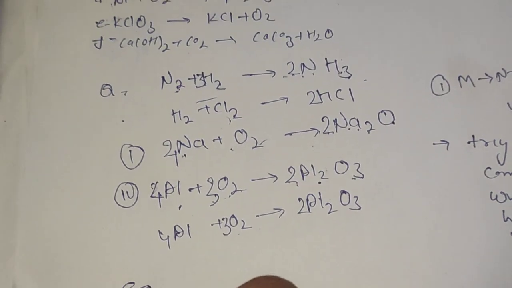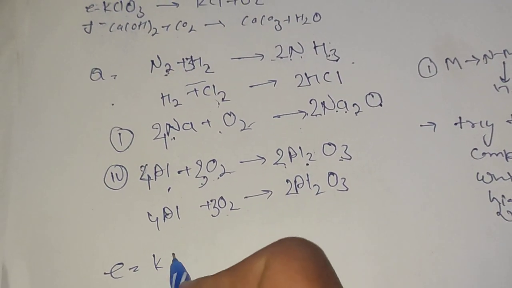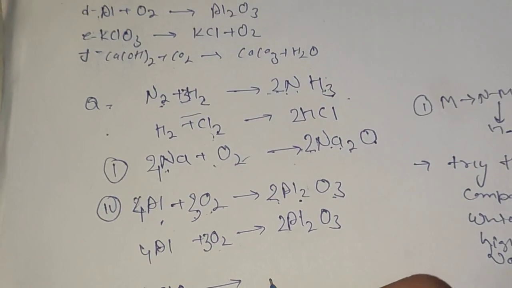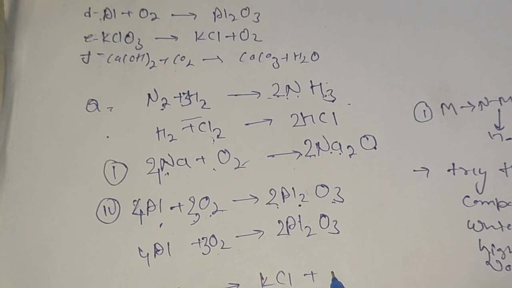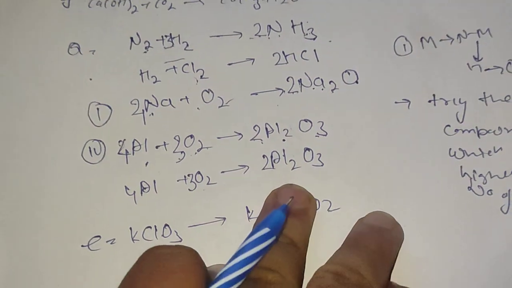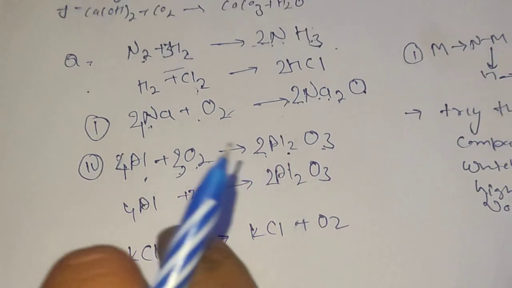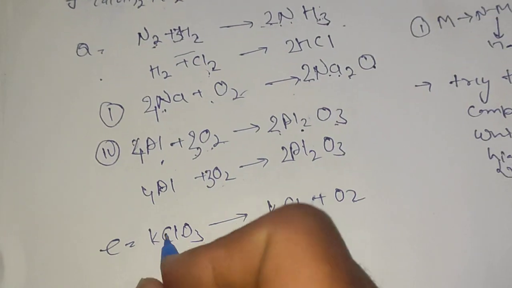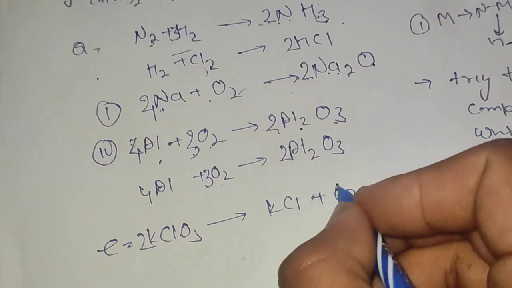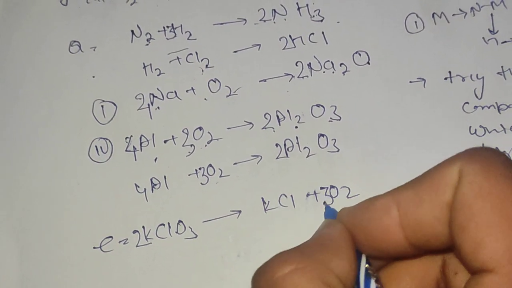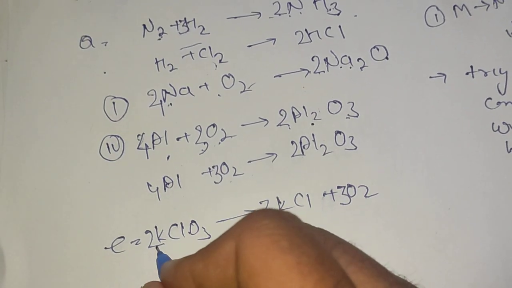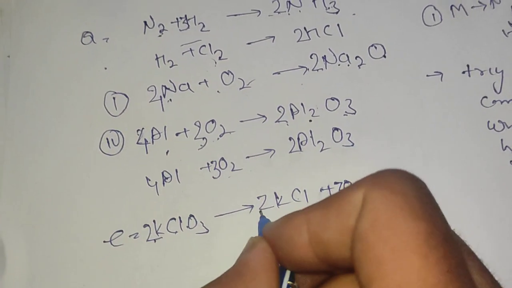Okay, and the part E, KClO3 gives KCl plus O2. Okay, first KCl, K is 1, chlorine is 1, oxygen is 3 and oxygen is 2. I multiply with 2, and this by 3 because it becomes 6, and for this 2 because here it is 2, chlorine is 2, but this is 1, so now this.